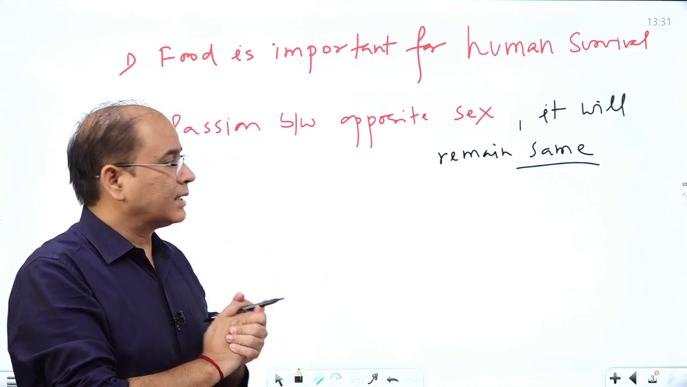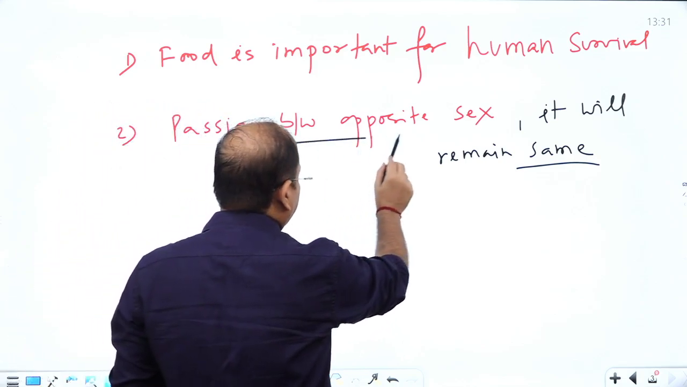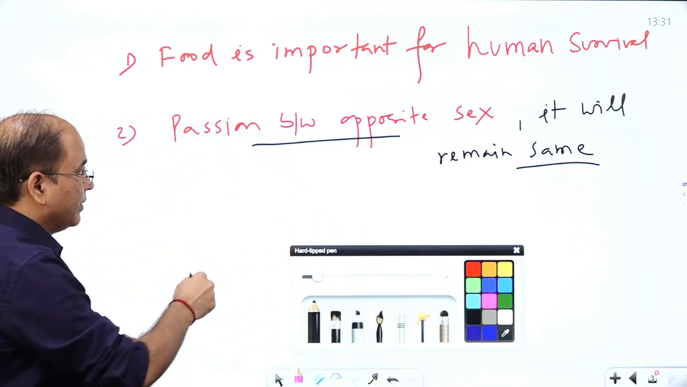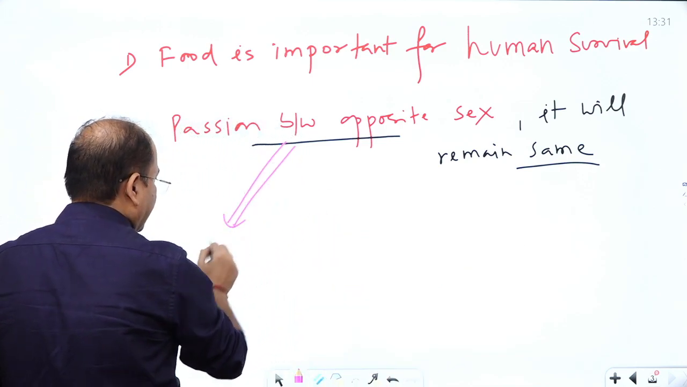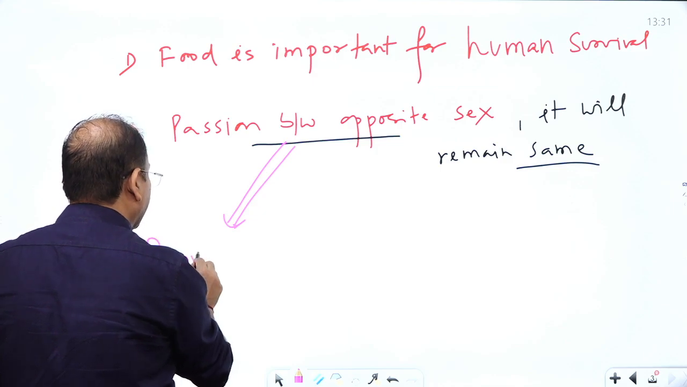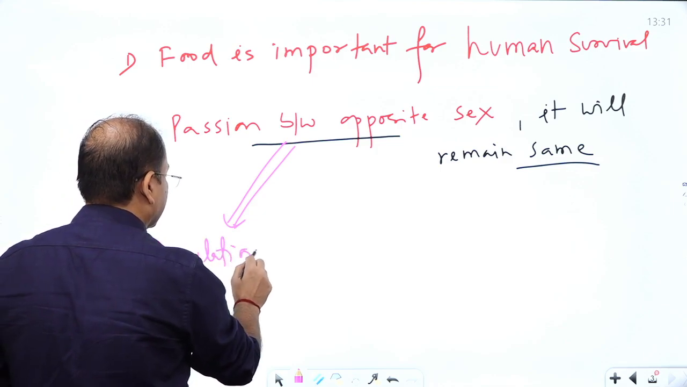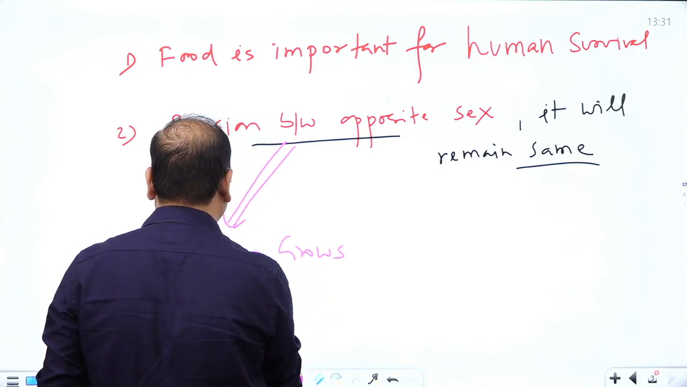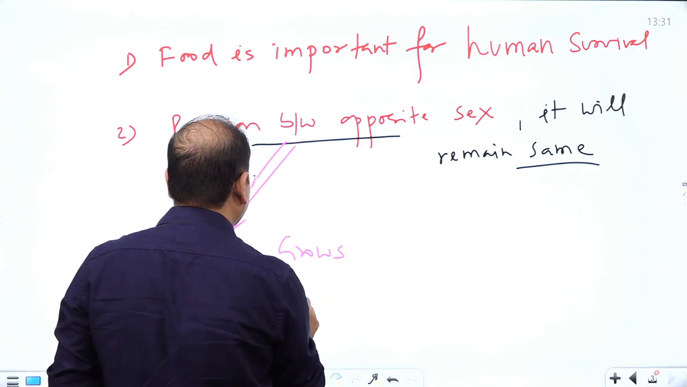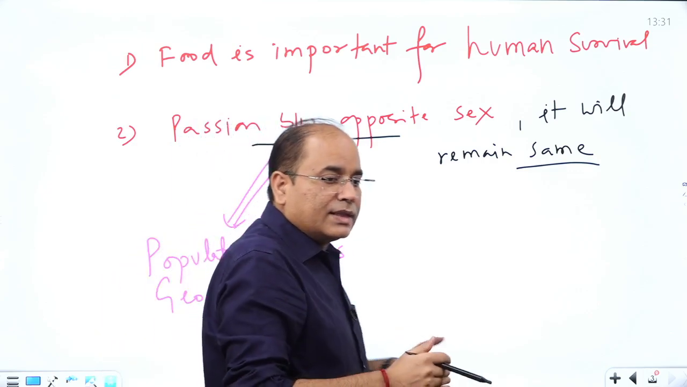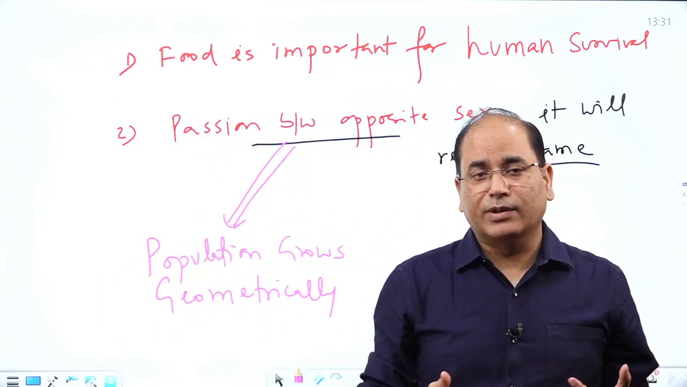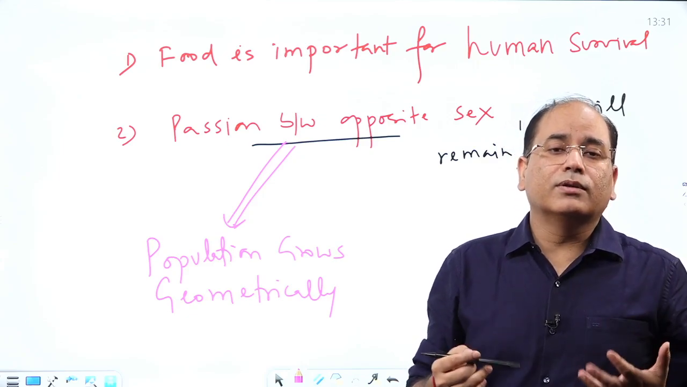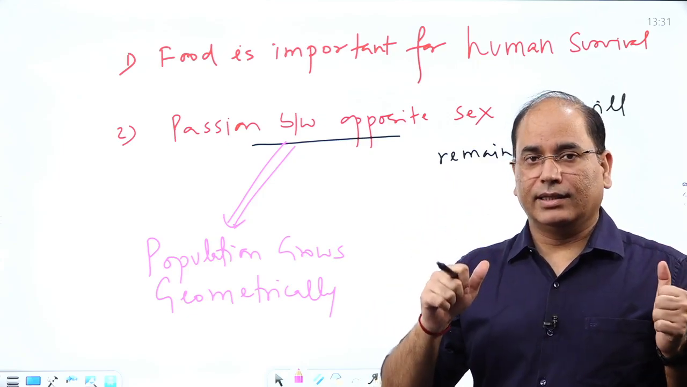Now what he is suggesting is that because it will remain the same, that is why population grows geometrically. Because there exists passion between the sexes, and because of that the population will continue to grow, and this population growth will be geometric.